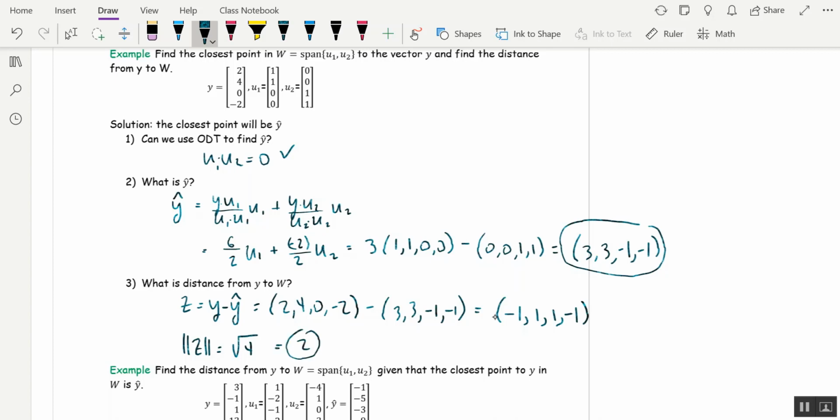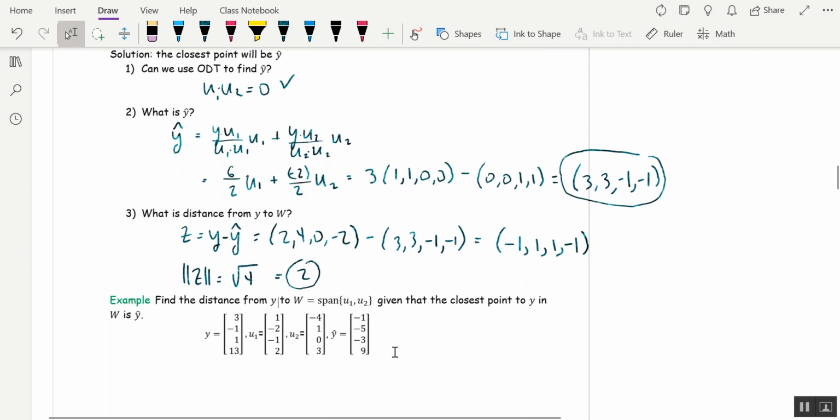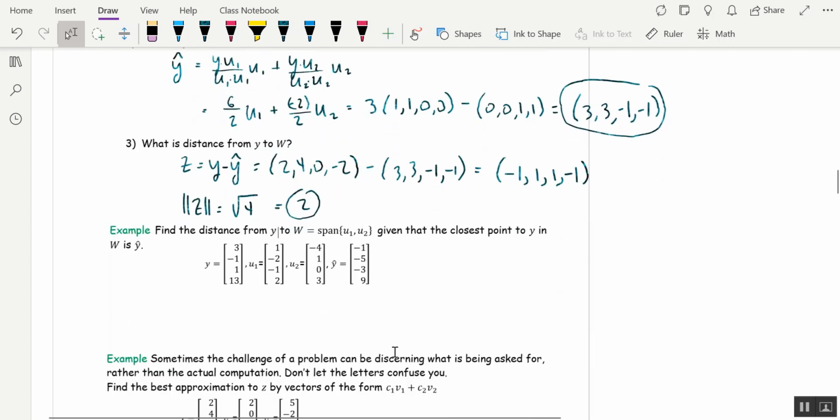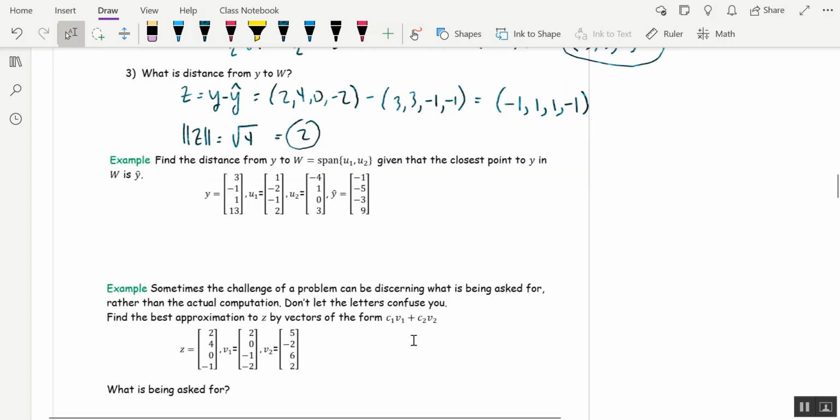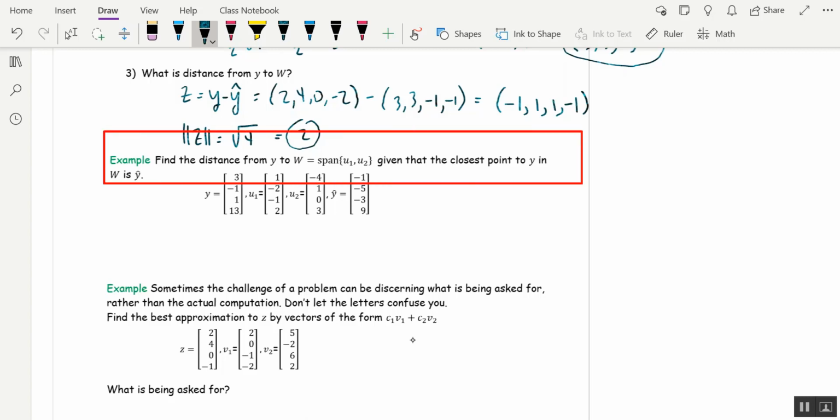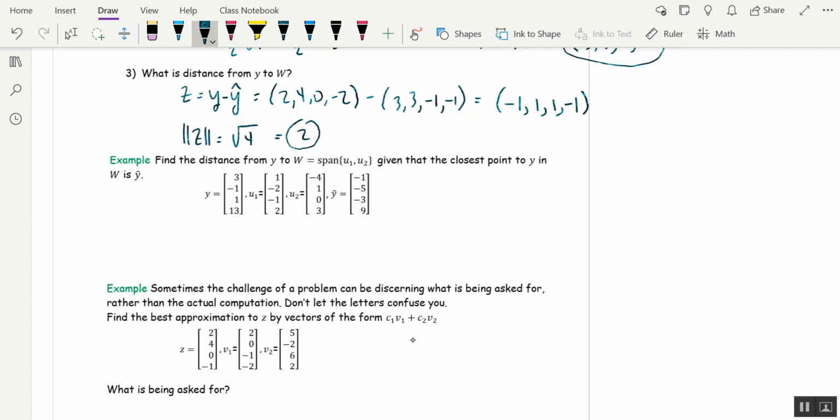All right, so this is a pretty short video, but I want to end it with a comment on your homeworks. These come from homework problems here, and it's just the verbiage that I want to talk about, not really the computations. Find the distance from y to W, given that the closest point to y in W is y hat. They give you a vector y, u1 and u2, W is the span of those two vectors, and a y hat. So they're giving you more information than you need. You don't need u1 and u2 because they've already found y hat for you.